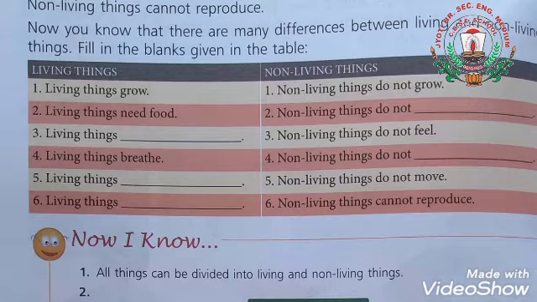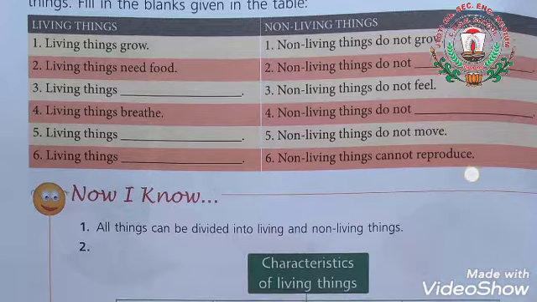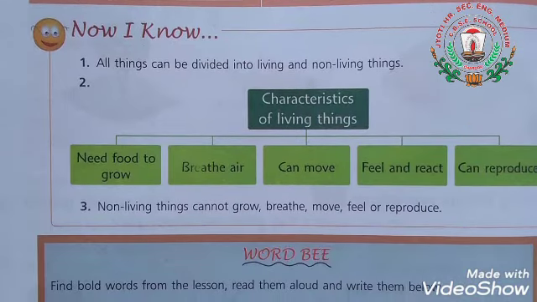Living things feel. Non-living things do not feel. Living things breathe. Non-living things do not breathe. Living things move. Non-living things do not move. Living things reproduce. Non-living things cannot reproduce. So these are the 6 different points between the living and non-living things.